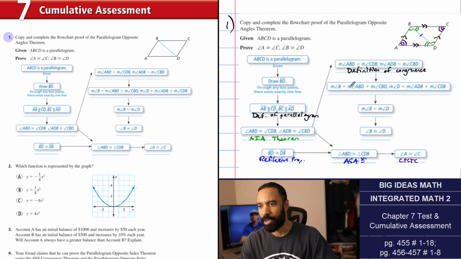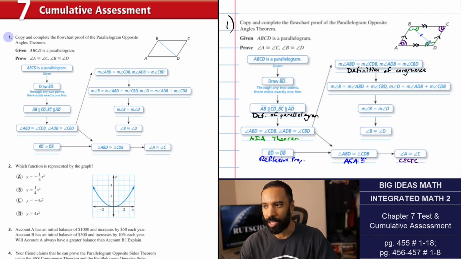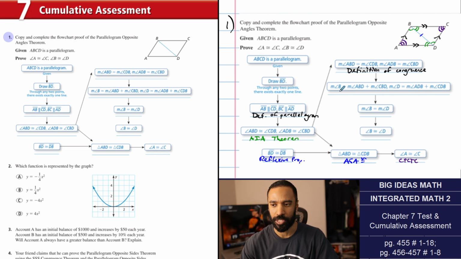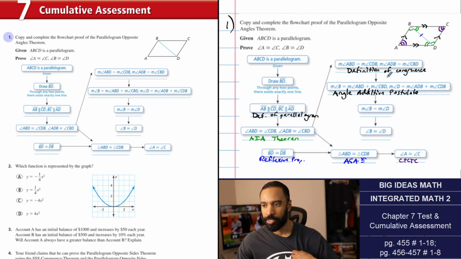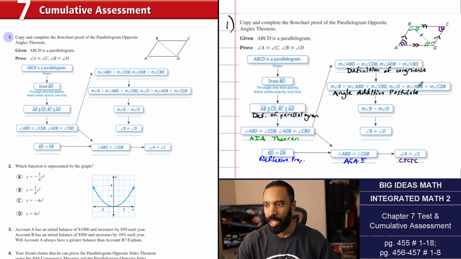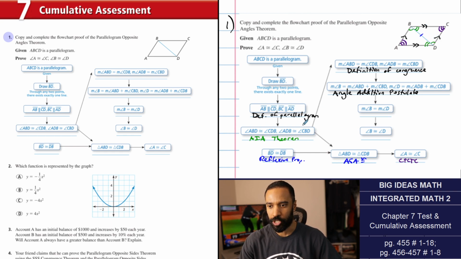Now they're about to say the measure of angle B is the addition of these two angles, and the measure of angle D is the addition of these two angles here. That's nothing more than the angle addition postulate. Now notice which ones they have that add together: ABD with CBD, and ADB with CDB. Boom and boom. Now we have parts that are equal to each other. We have that mentioned right here. So the measure of angle B is equal to the measure of angle D because of the things that are equal together as well.